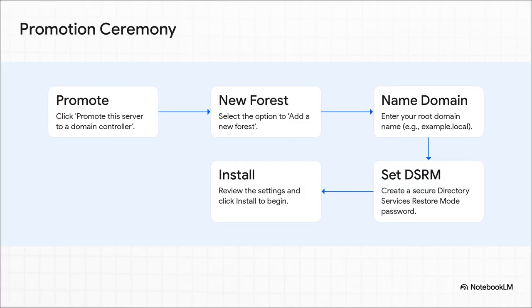All right, let's get to the ceremony. We're going to click Promote. We'll choose to add a new forest. And then we give our kingdom its official name. That's the root domain. Then we set a really important password and we click Install. And just like that, the coronation begins.